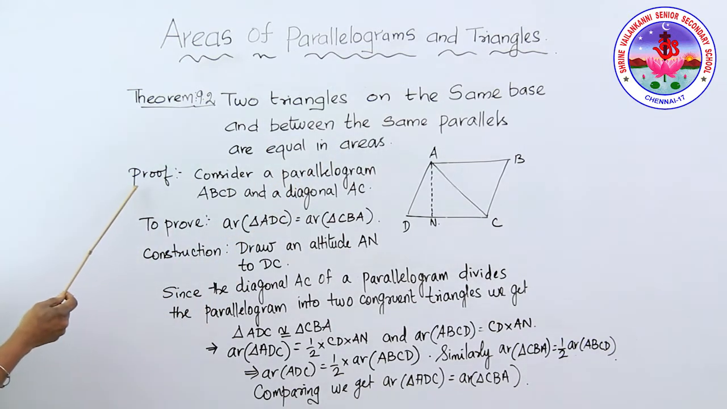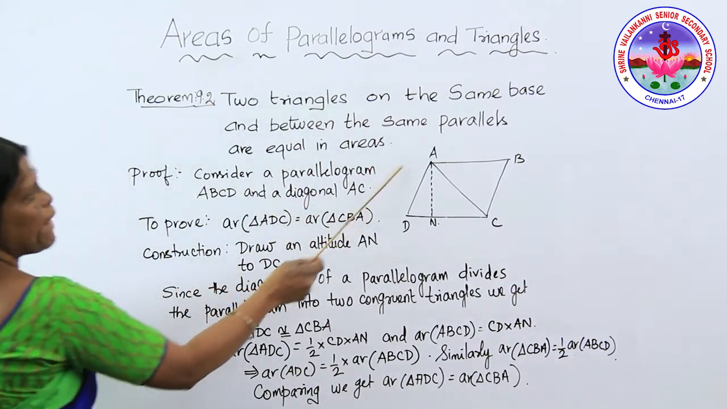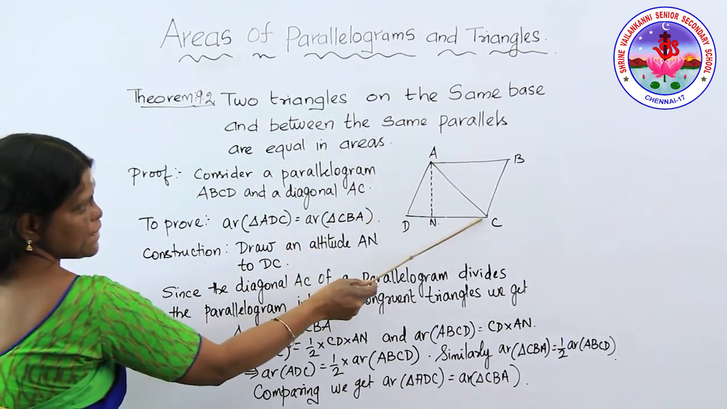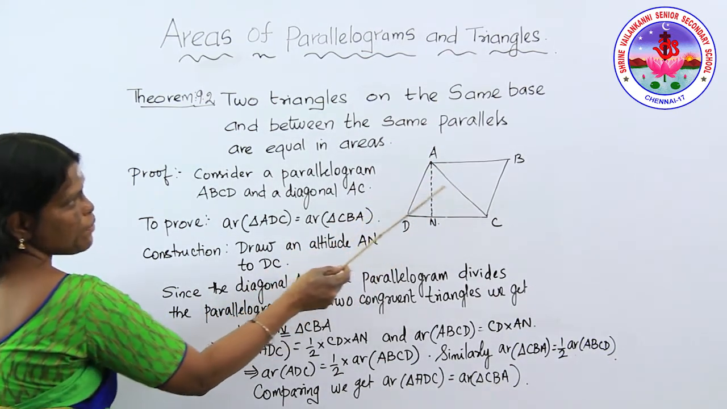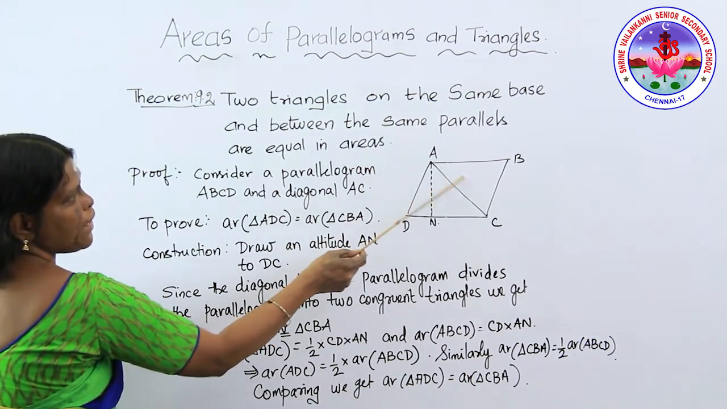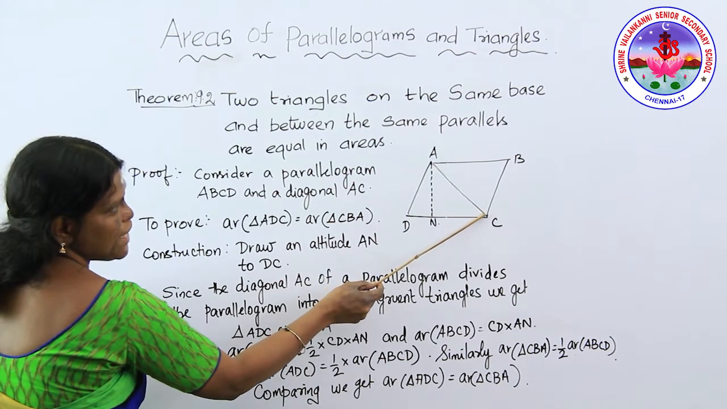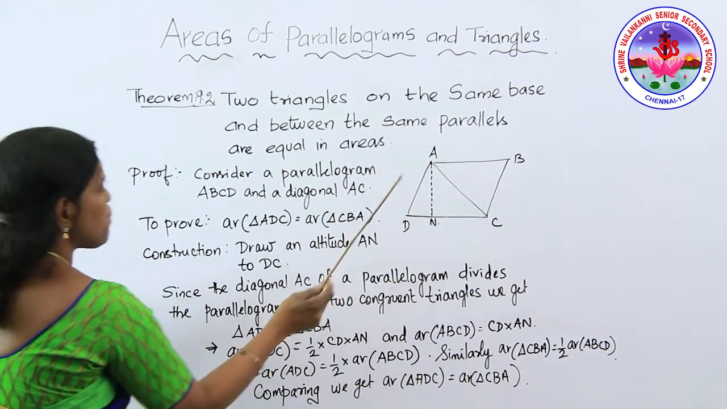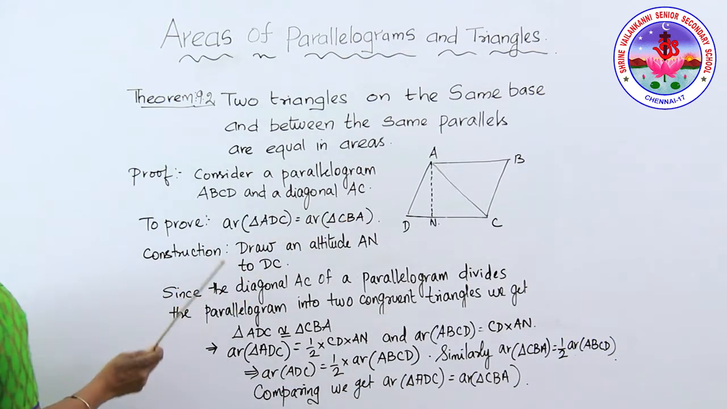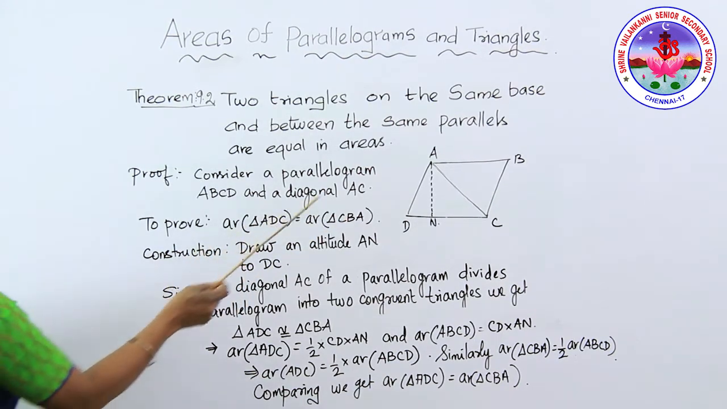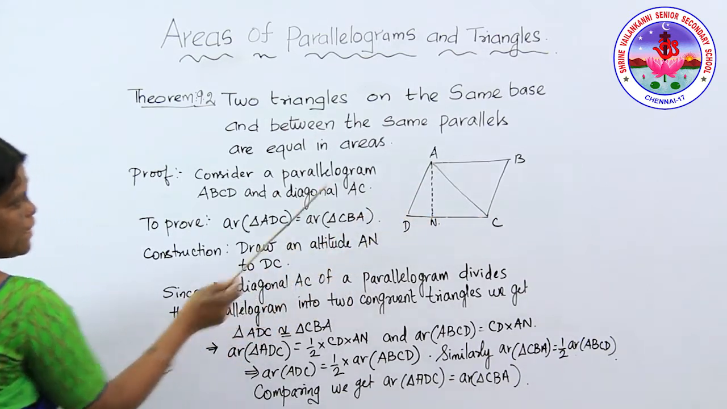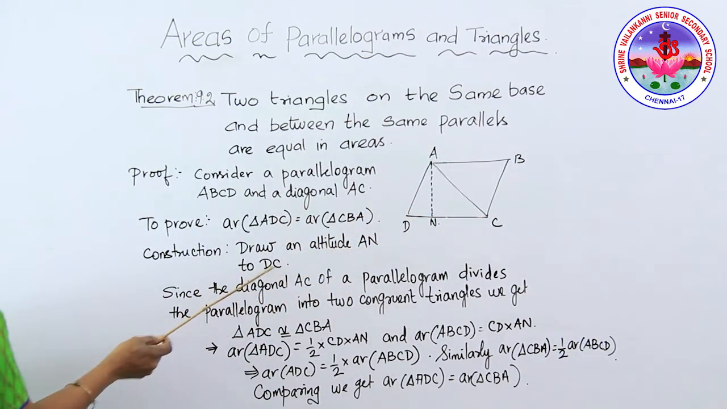Now coming to the proof, let us consider a parallelogram which has a diagonal AC. This AC divides the parallelogram into two triangles. These two triangles have the same base AC and lie between the parallels. We are going to prove that those two triangle areas are equal. Now we draw an altitude AN to the triangle ADC, so I have drawn altitude AN to DC.